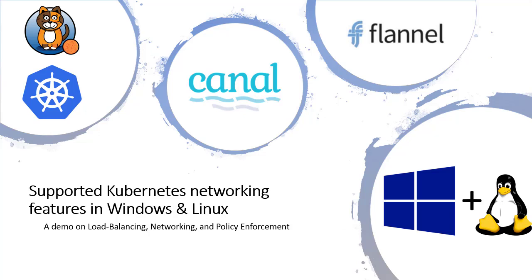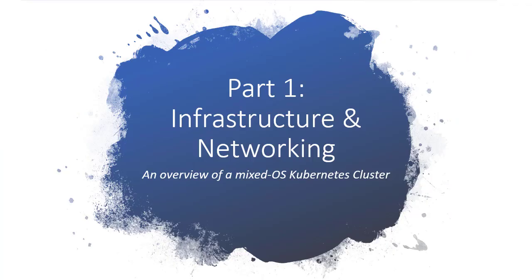To showcase these features, I've created a Canal cluster, which employs a Flannel host-gateway backend for network management and routing between nodes. I combined that with the Calico Felix daemon that runs on each node and is used for network policy enforcement. Throughout the video, I will try to keep things concise, meaning I assume you know the basics of Kubernetes.